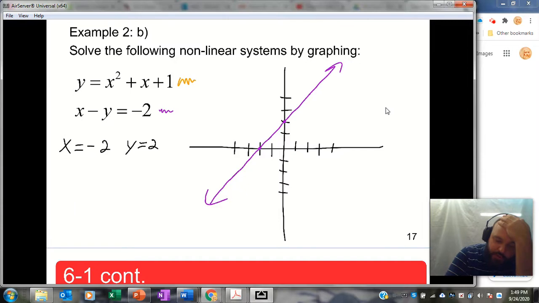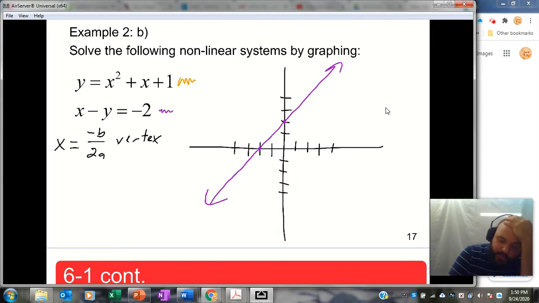So in order to find the vertex, you need to use a formula. And that formula is -b over 2a. Okay, -b over 2a. This is to find the vertex, or the x value of the vertex. Okay, so in our equation up here, you can see a is 1, b is 1, and c is 1. So we'll need that in a second.